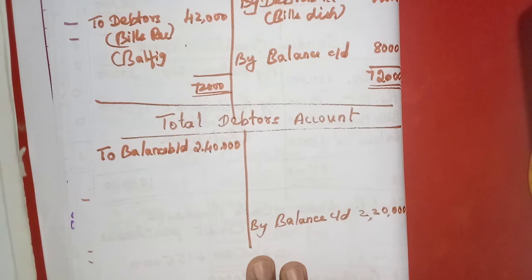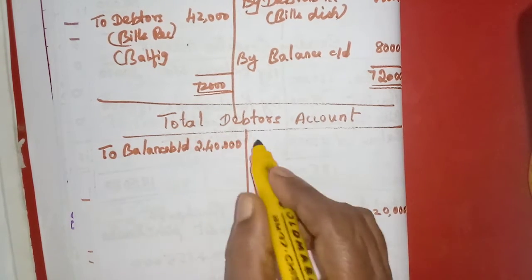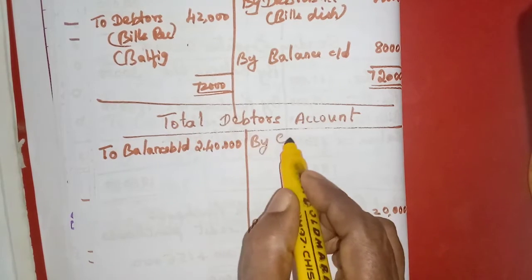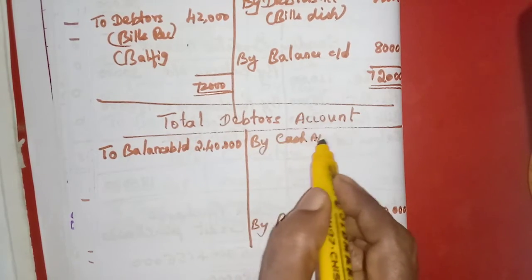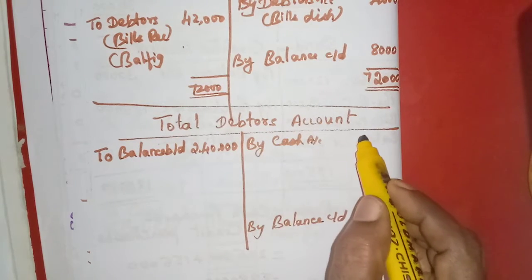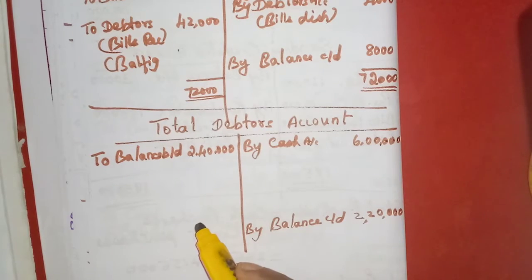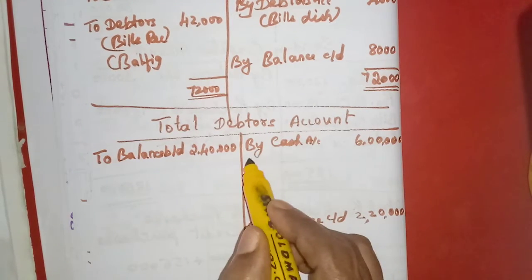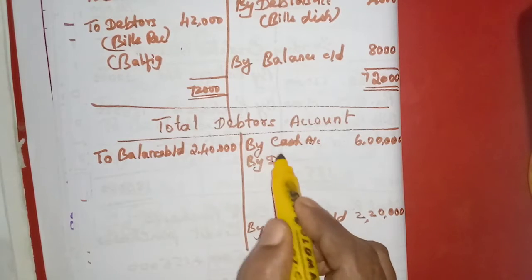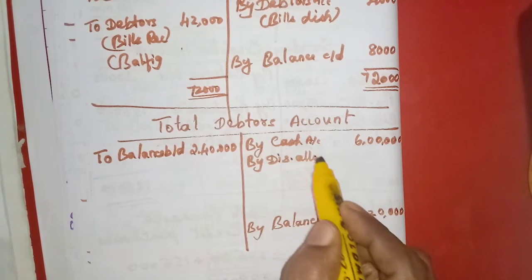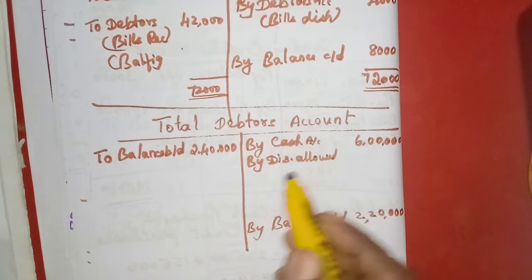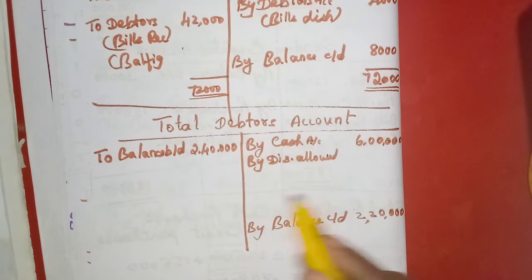Now that first column is over. In the other information, the first item is cash received from debtors. So cash account debtor to debtors account. So by cash 6 lakhs. Then discount allowed to customers: again by discount allowed. You have to write fully, discount allowed 25,000.